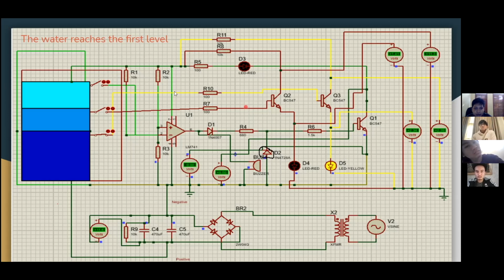So when it reaches this level, which is the dark blue level, it will turn on this D5, the yellow LED. Okay, now let's move on to when it reaches the second level.